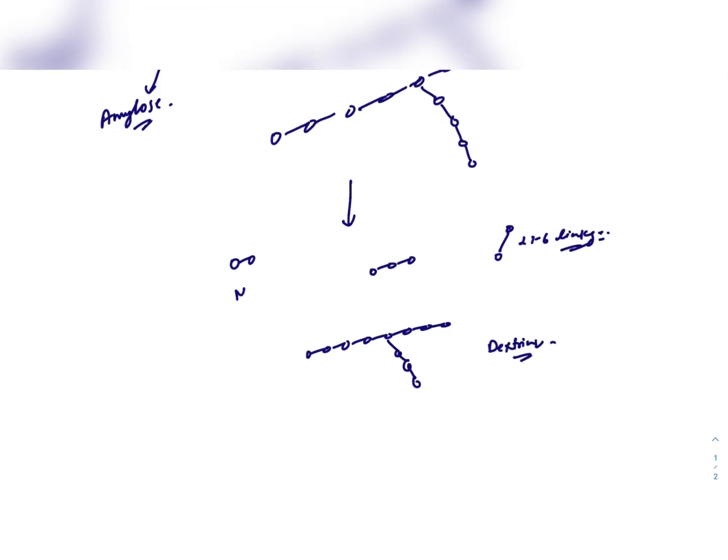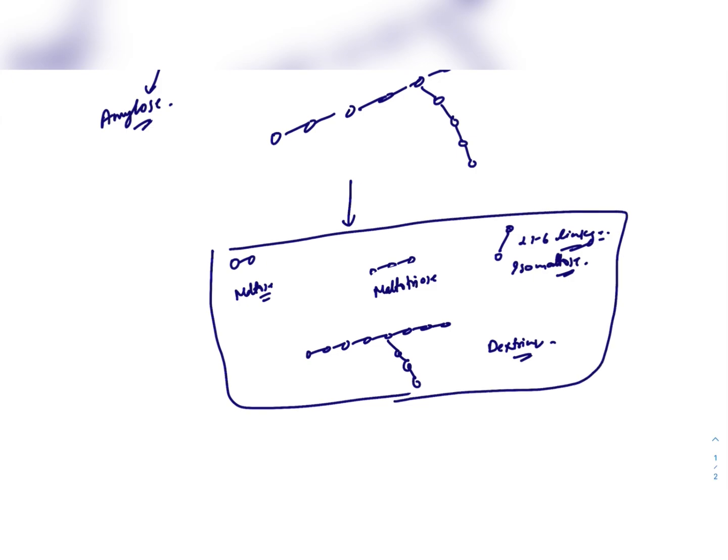So this is maltose, this is isomaltose, this is maltotriose, this is maltotriose and this is isomaltose. This isomaltose has got alpha 1,6 linkages, whereas the maltose and maltotriose have got the alpha 1,4 linkages. So these constituents can be produced in your mouth during the digestion process. The digestion itself is starting in the mouth.